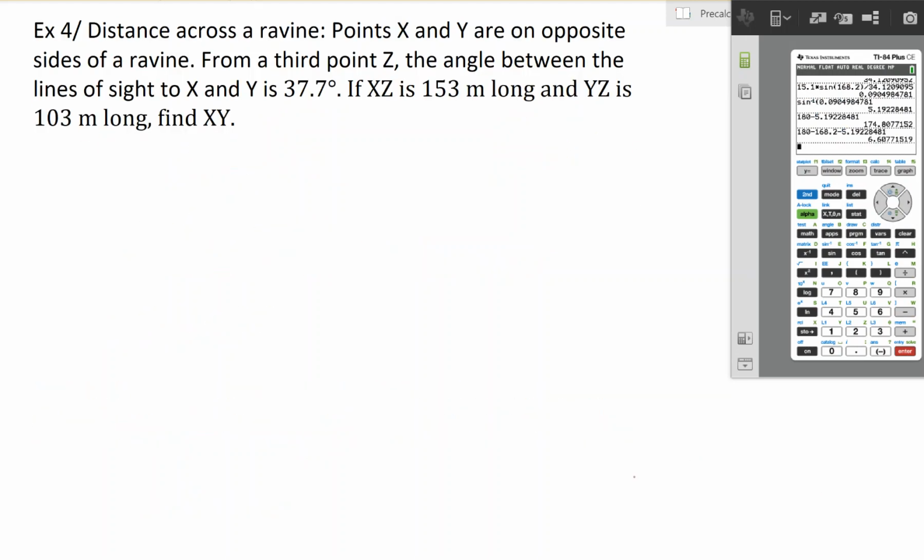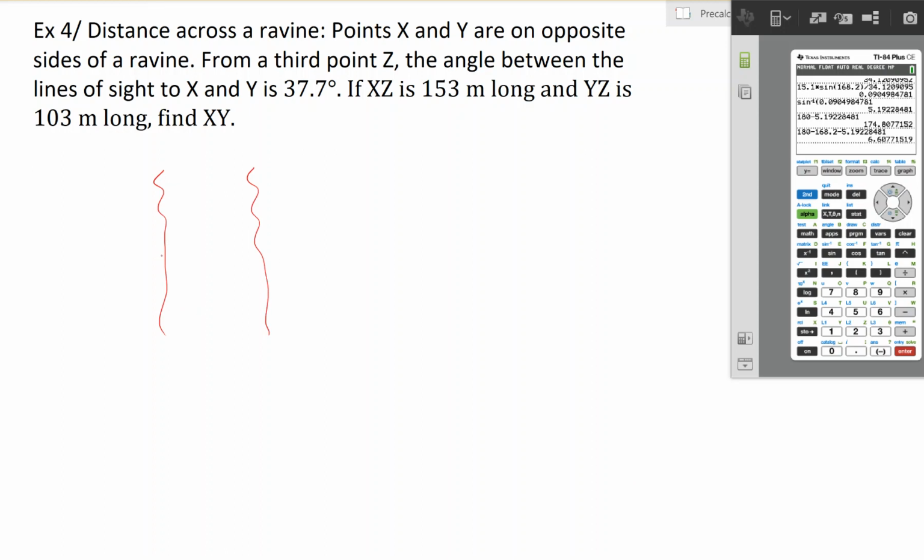All right. Now here's a word problem. There's really nothing very different about this than the other problems that were given to us, except that we have to draw it out. We have to read it and interpret what it means. So this is figuring out the distance across a ravine. So we have a ravine here. Let's see, one side of the ravine to the other side of the ravine.